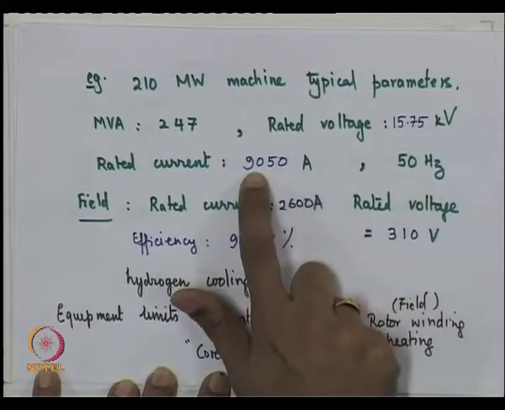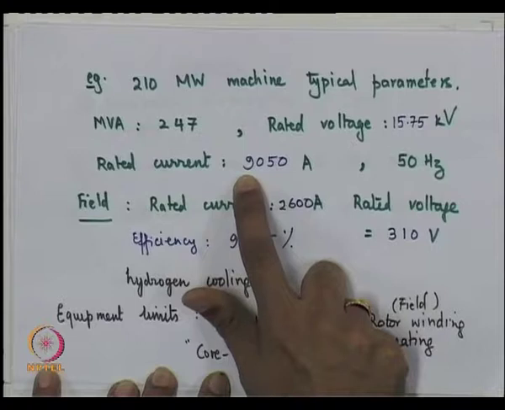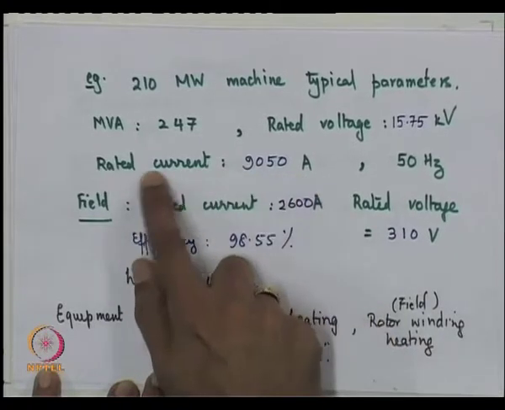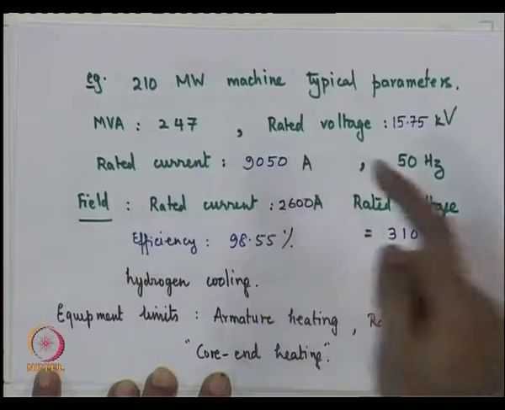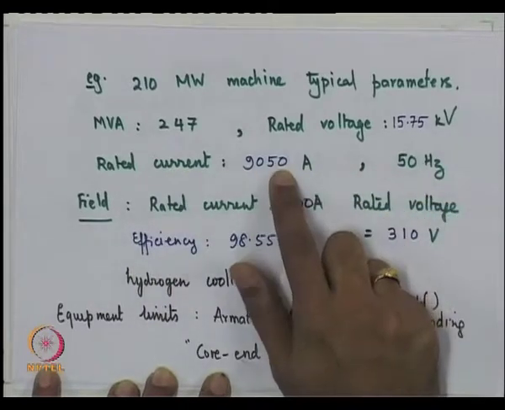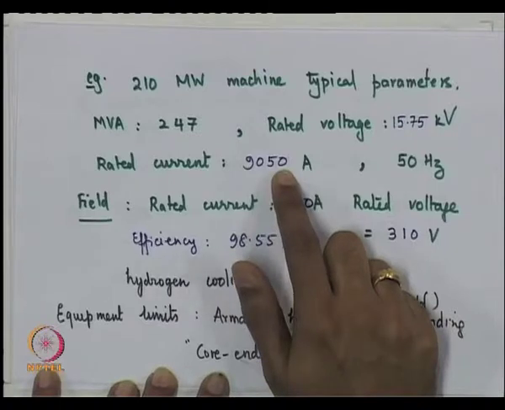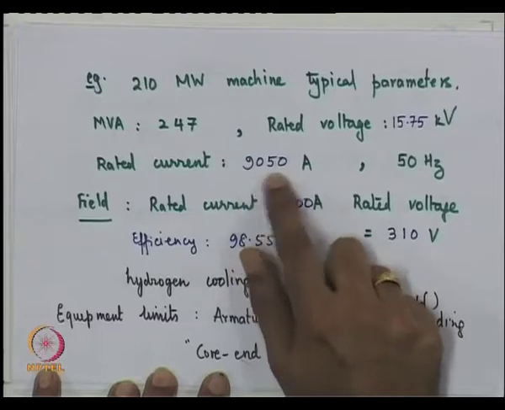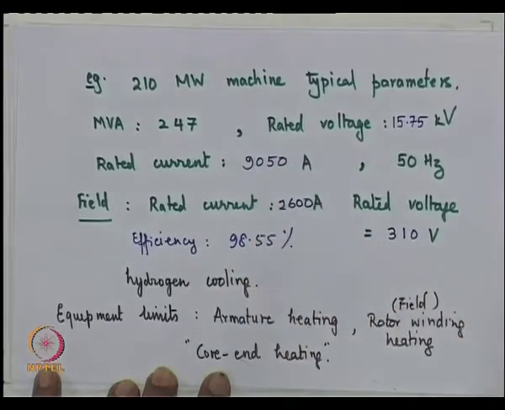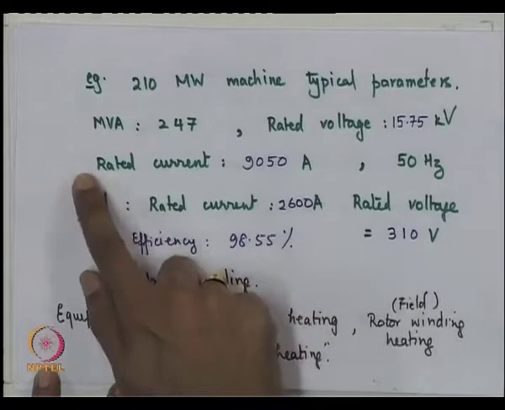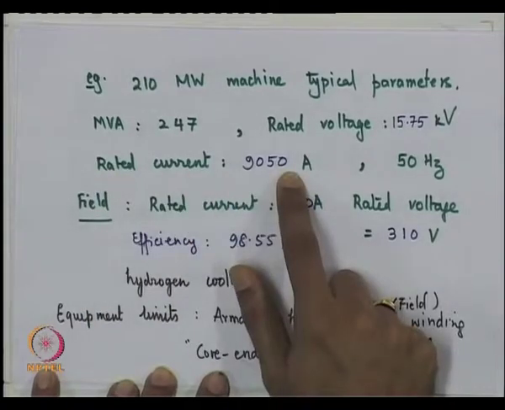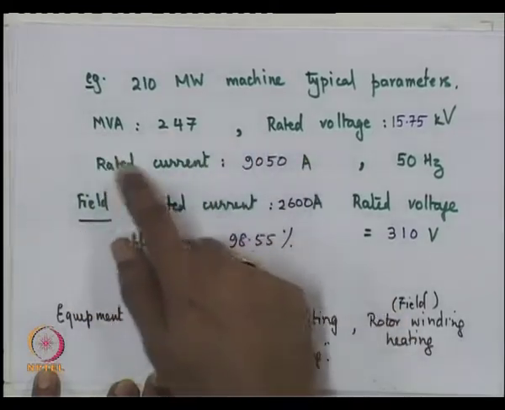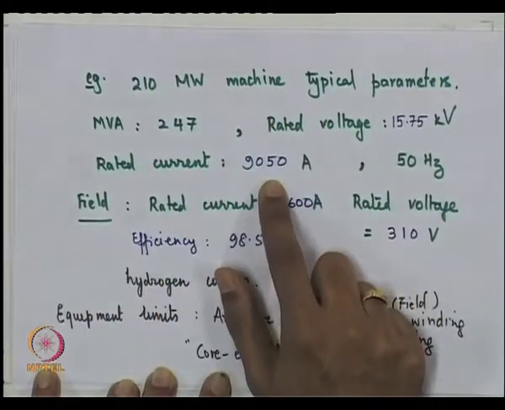Now, when I say rated current, it means the maximum continuous rating of the armature current. This of course does not mean that you cannot have currents higher than this. For a short while, every electrical equipment can tolerate about 10 to 15% over current, but only for about 10 to 15 minutes. So, the maximum continuous rating is around 10 kilo amperes. Of course, there is a lot of heating due to this, so a machine like this is cooled by hydrogen.